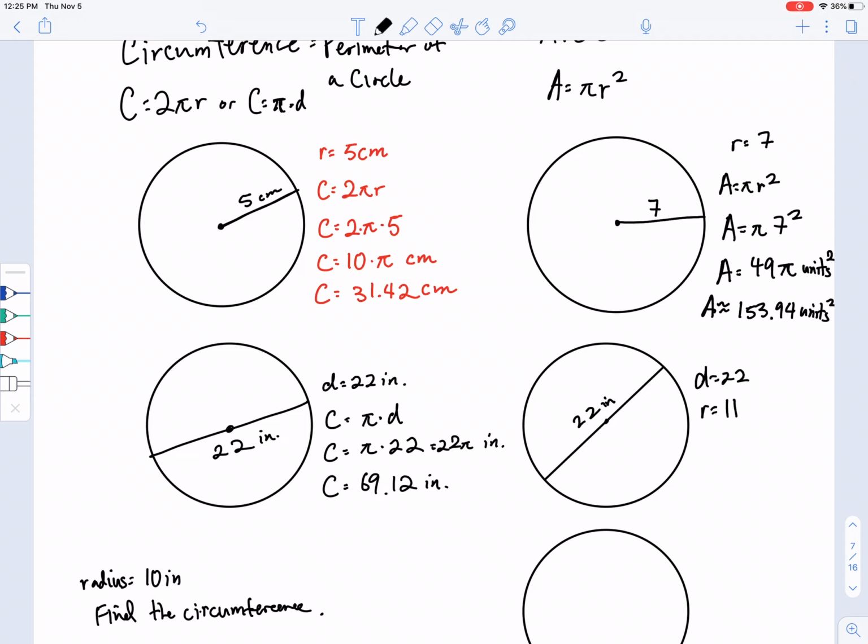Area formula is pi r squared. So plugging in 11, I'll get pi times 11 squared, giving me 121 pi inches squared. With an approximate answer, A is approximately 380.13 inches squared.